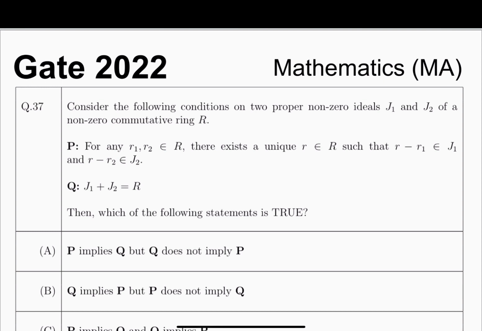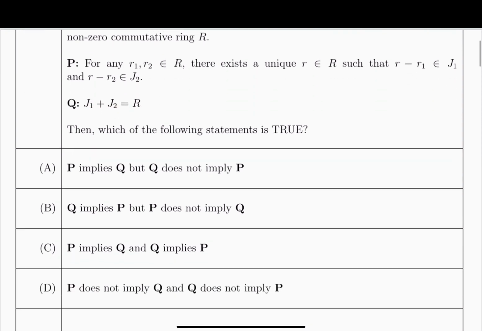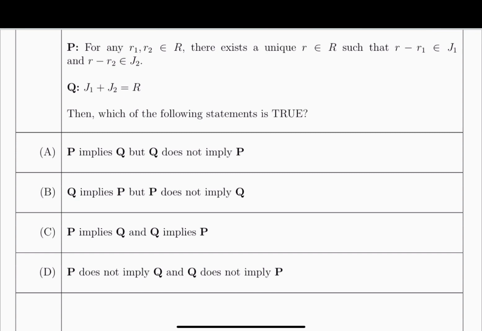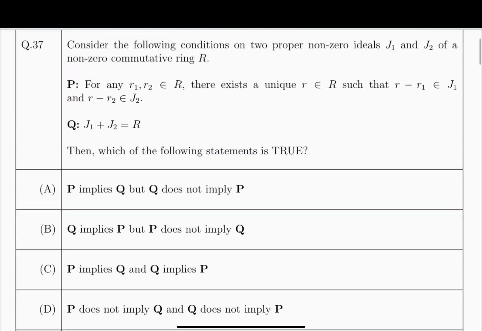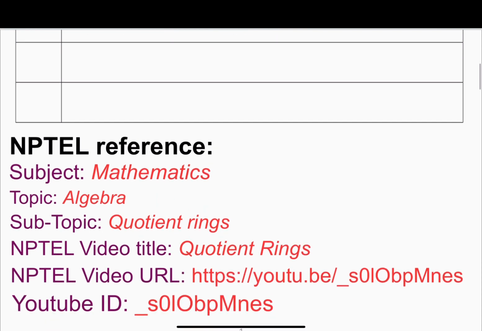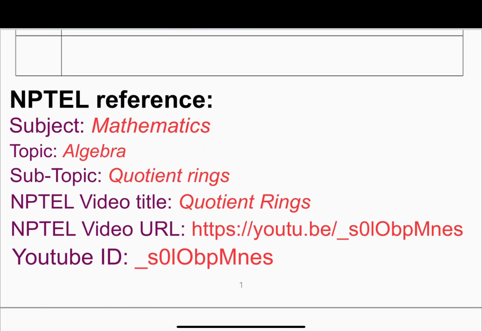Proposition P is saying that for any R1 and R2 in R, there exists a unique R in R such that R minus R1 is in J1 and R minus R2 is in J2, and Q is saying that J1 plus J2 is R. Then which of the following statements is true? P implies Q, Q does not imply P; Q implies P, P does not imply Q; P implies Q, Q implies P; or P does not imply Q, Q does not imply P. In order to solve this, this is the NPTEL reference.